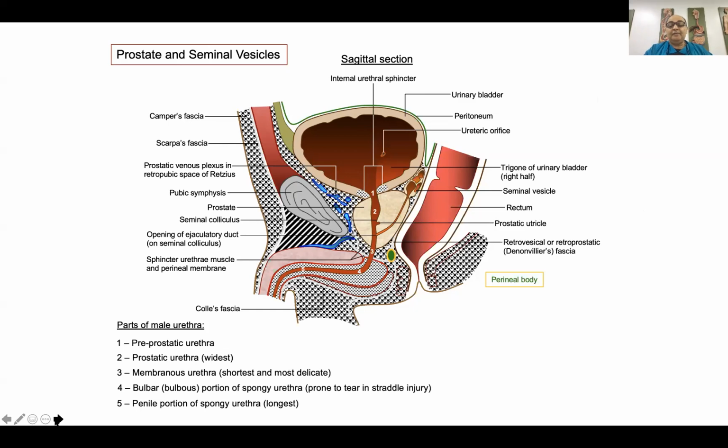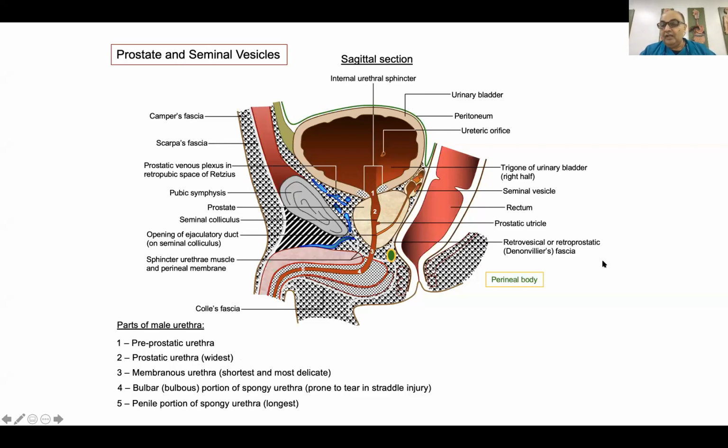Remember, this bulbar and penile, they are the divisions, they are the parts of the spongy urethra. So we are good, and I'm sure everybody should be connected. Who's widest, who's delicate, who's shortest, who's prone to injury, and who's longest. These things will be helpful.